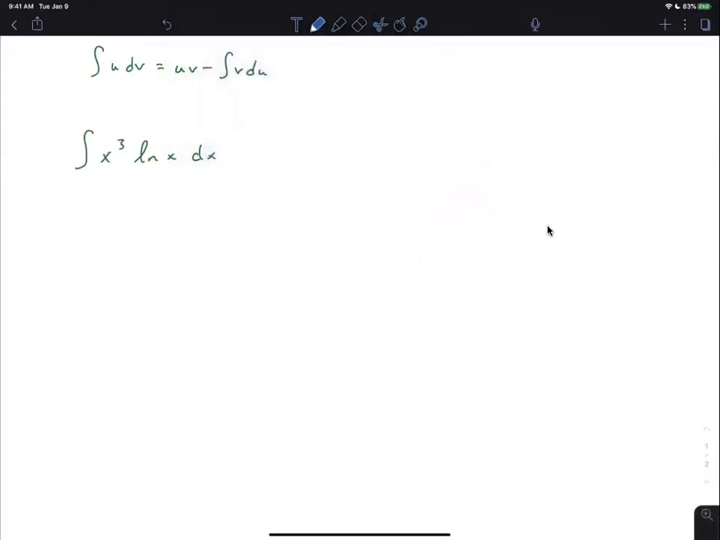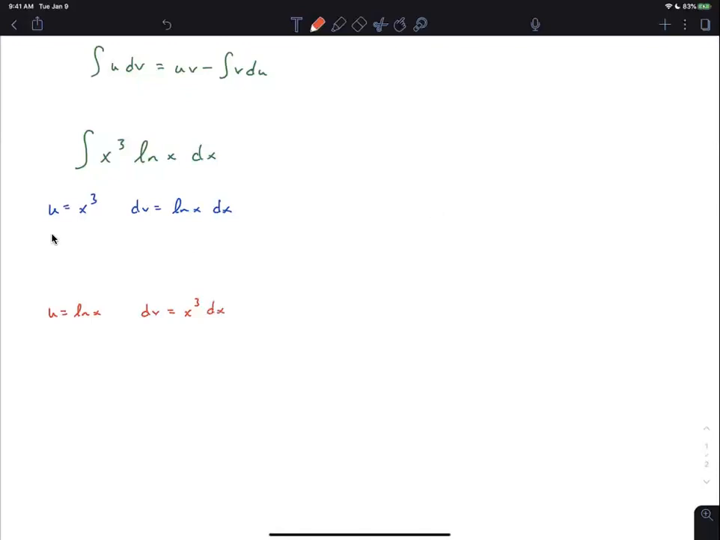So if we're going to try parts on this problem, the two obvious setups would be to let u equal x cubed and dv equal natural log x dx. Or we could let u equal natural log x and let dv equal x cubed dx. And there are other setups we can do, and we'll see some later, but those I think are the two most obvious. Does everybody get that?